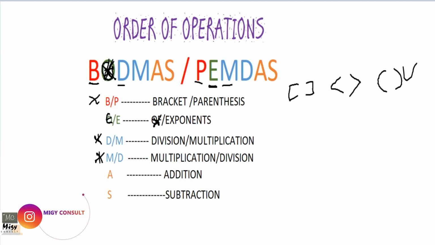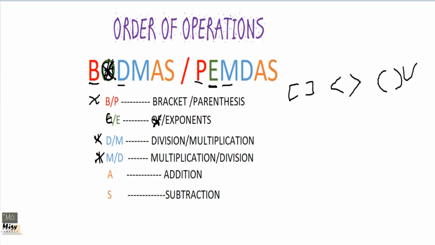They will be shared first on your left, moving towards the right. Multiplication and division are at the same level. One does not jump ahead of the other, neither multiplication over division nor division over multiplication. They also move from left to right, after you take care of brackets and exponents.